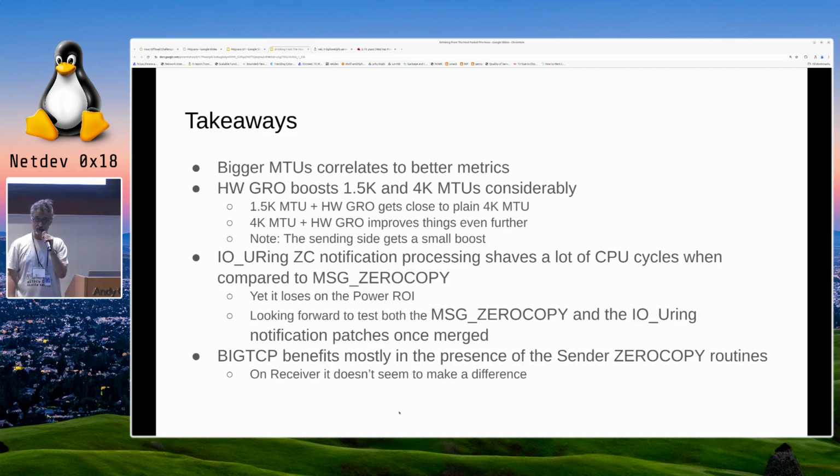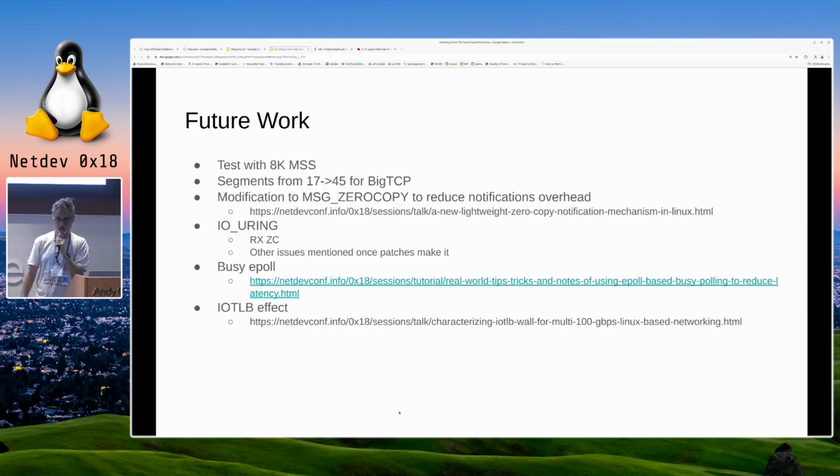IO ring notification processing is super. It shaves a lot of CPU cycles, but as we saw, the power battle was not there. We're looking forward to testing message zero copy. I think the previous presentation showed how they improved the notifications for message zero copy. Big TCP, I'm just going to skip so I can end this. We did not test with the 8K MSS. We did not change the 17 segments to 45, the modification from the previous session.